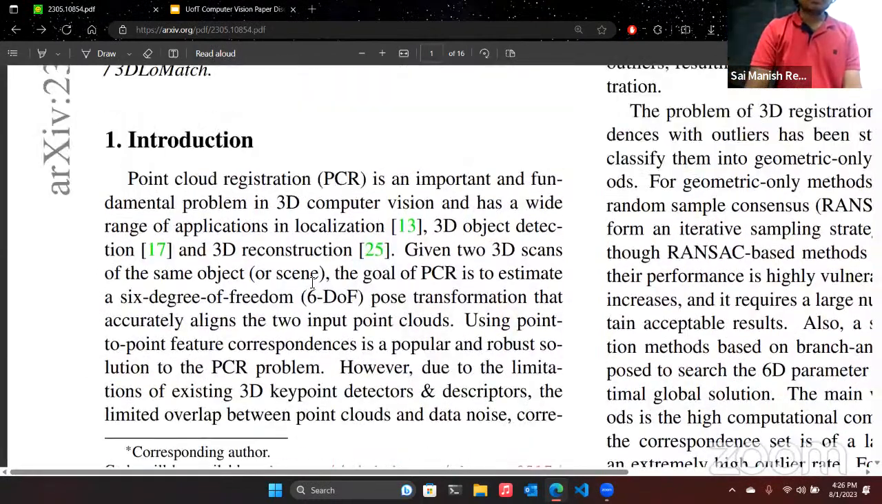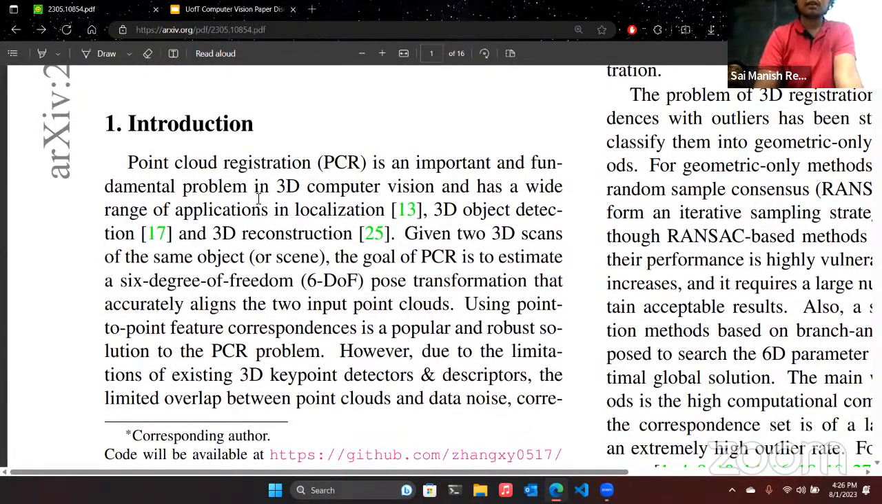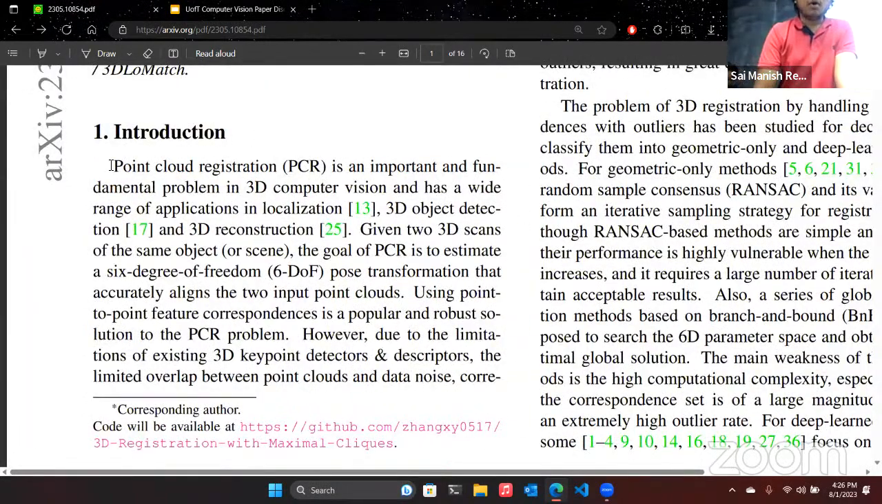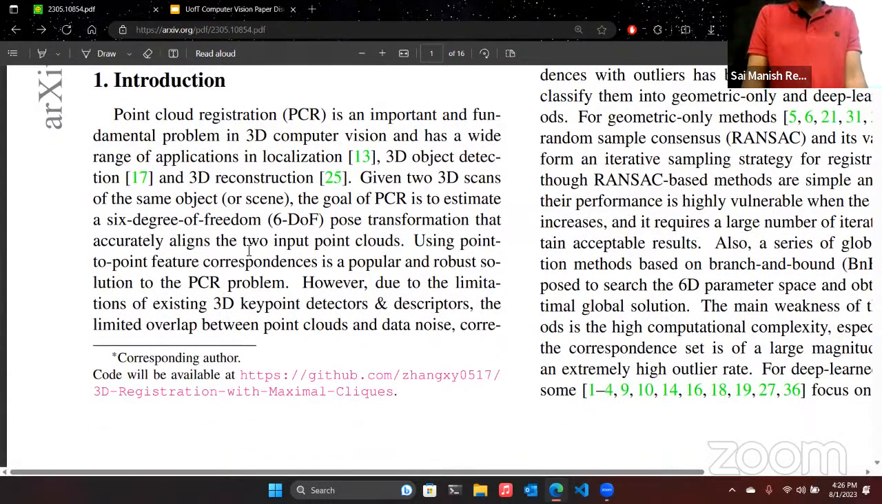So let's start with an introduction. Point cloud recognition is an important and fundamental problem in 3D computer vision. It has been for many years. The main parts of it are 3D object recognition and 3D reconstruction. If we have two 3D scans of the same object, the goal of point cloud recognition is to estimate a 6 degree of freedom pose transformation, so that it accurately aligns the two input point clouds.